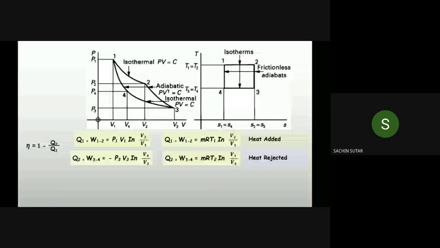Now here again we can go for the TS diagram. So process 1 to 2 is isothermal expansion where temperature remains constant, that is T1 is equal to T2, and then adiabatic expansion, the 2 to 3 process, where we are obtaining the work, and 3 to 4 is again isothermal compression, where T3 is equal to T4, and 4 to 1 is adiabatic compression. So this is a TS diagram, this is a PV diagram. Now here we have two heats, one is heat added and one is heat rejected.